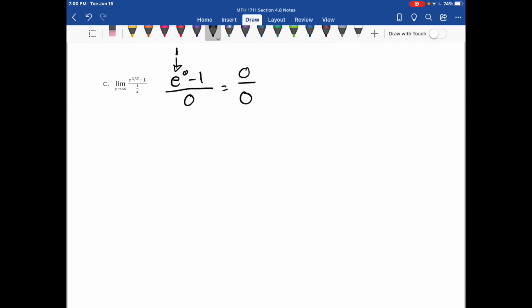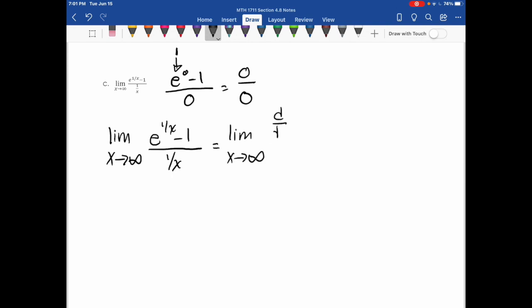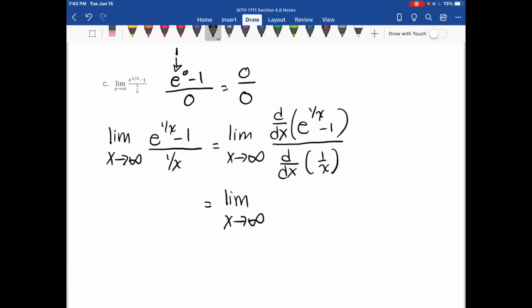E to the 0 is 1. So in the numerator, I get 1 minus 1, and that will give me 0 over 0, which we can use for L'Hopital. So I'm going to say that the limit as x approaches infinity of e to the 1 over x minus 1 all over 1 over x is the same as taking the limit as x approaches infinity of the derivative of the numerator with respect to x all over the derivative of the denominator with respect to x. I'm going to copy down the limit as x goes to infinity.